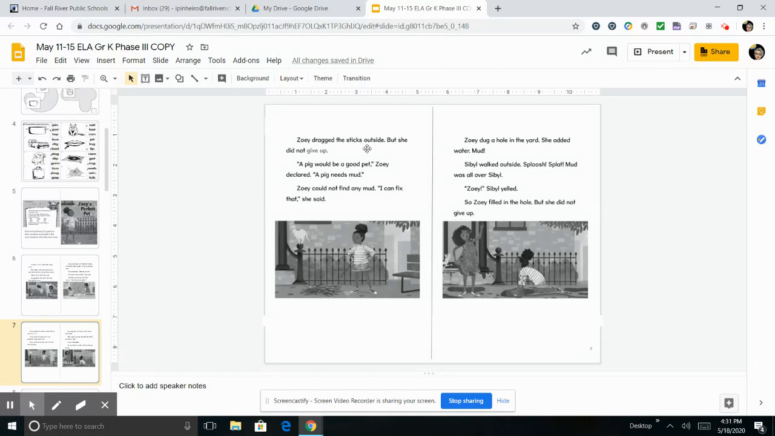Zoe dragged the sticks outside, but she did not give up. A pig would be a good pet, Zoe declared. A pig needs mud. Zoe could not find any mud. I can fix that, she said. Zoe dug a hole in the yard. She added water. Mud. Sybil walked outside. Sploosh, splat. Mud was all over Sybil. Zoe, Sybil yelled. So Zoe filled in the hole, but she did not give up.